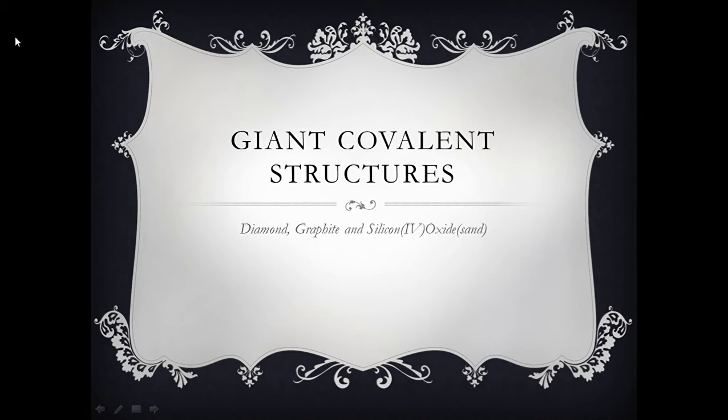Today we're going to learn about giant covalent structures. In giant covalent structures, you've got to learn three things: diamond, graphite, and silicon oxide, which in day-to-day life is known as sand. So let's move on.